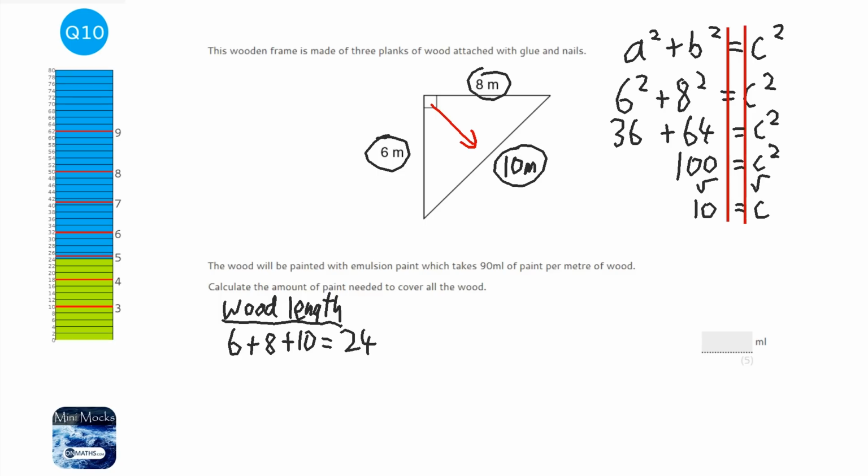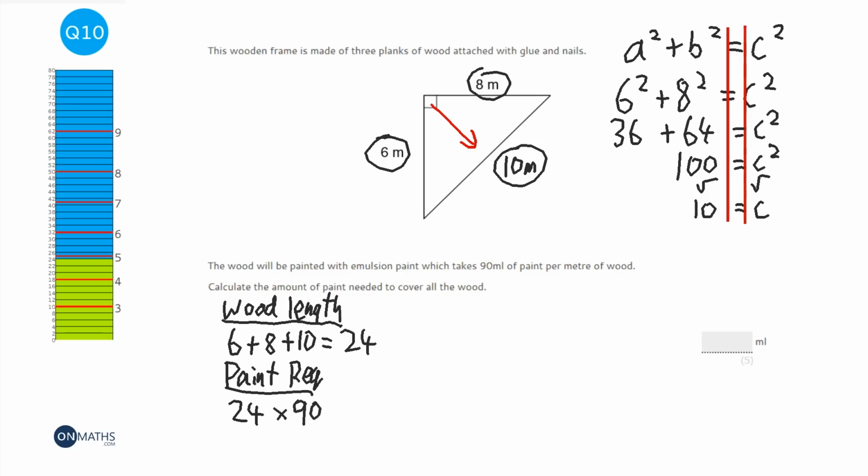Okay. And then to work out the amount of paint required, I need to do 24, because we've got 24 metres of wood, times 90, because it's 90 millilitres per metre. So we can do this with the grid or column method. Doesn't really matter which one.